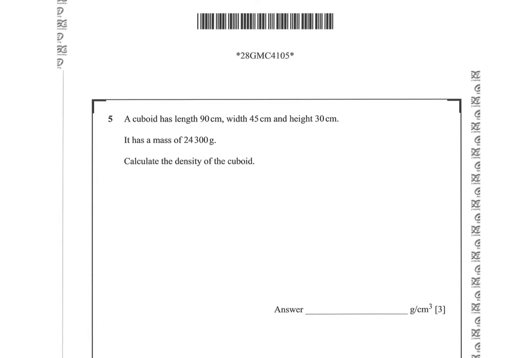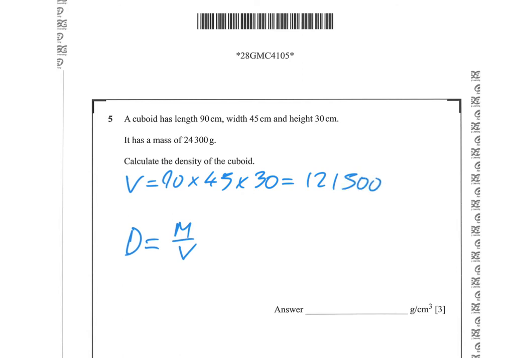So to get the volume, first of all, where we're trying to get to, density is mass divided by volume. So our volume, first of all, is 90 times 45 times 30, and if you work it out, you get 121500. And your density is equal to your mass divided by your volume. So the mass is 24300 divided by volume 121500. And when I worked that out, I got 0.2. So 0.2 grams per centimeter cubed.